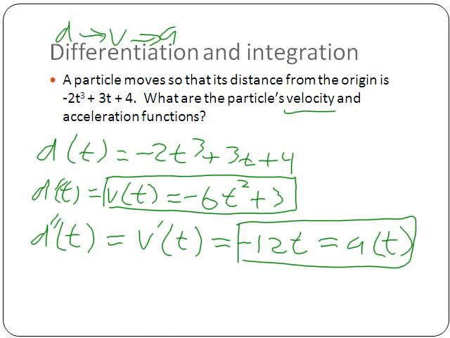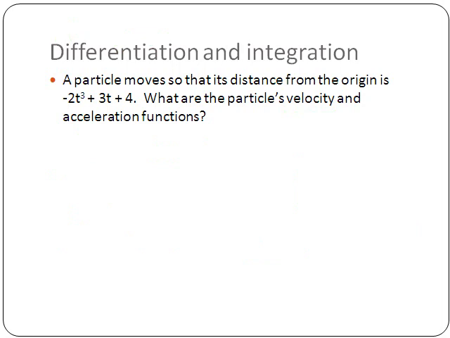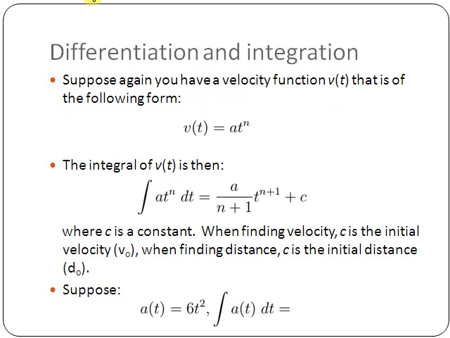So this is my final answer here. My velocity function, v of t, is equal to negative 6t squared plus 3. My acceleration function, a of t, is equal to negative 12t. And so that's basically how you work those out. So onward we go. If that's how to differentiate, the next question would be how to integrate.